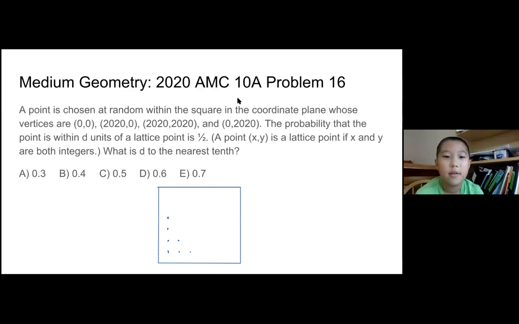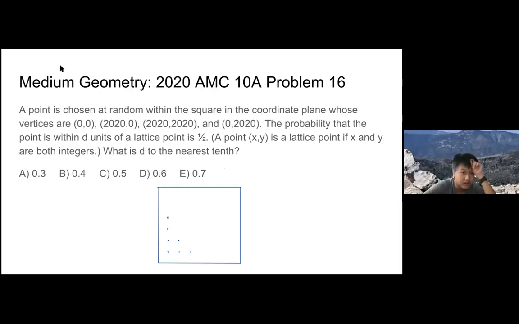Maybe first find out how much area is in this square, so you can find out how many points are possible to find in here. Okay, so you're saying the area of the square is just 2020 squared because it has side length 2020. Now I want to find the area that is within d units of a lattice point. Now there's a lot of lattice points, so that might be hard to find.